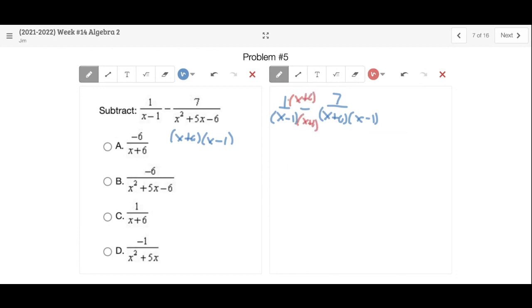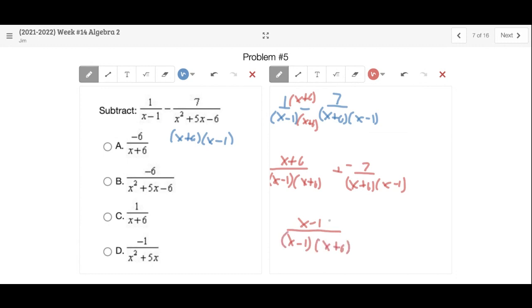So I'm going to write this over again. So 1 times x plus, so on top I have x plus 6. On bottom I have x minus 1, x plus 6. Minus, and then over here I have 7, and I didn't have to change this one. This one was the same. I had the common denominator ready. So now all I have to do is add. Now I have a common denominator. I just have to add across the top. So this is going to be x minus 1 over x minus 1, x plus 6.